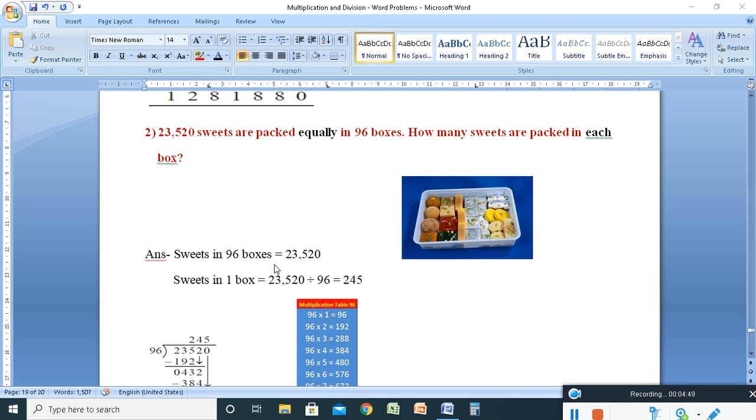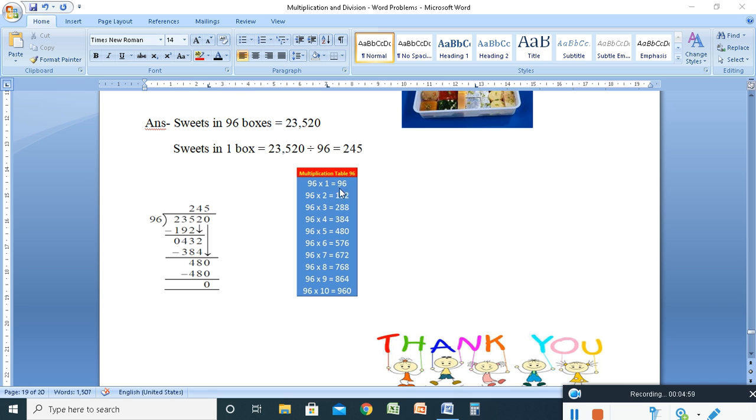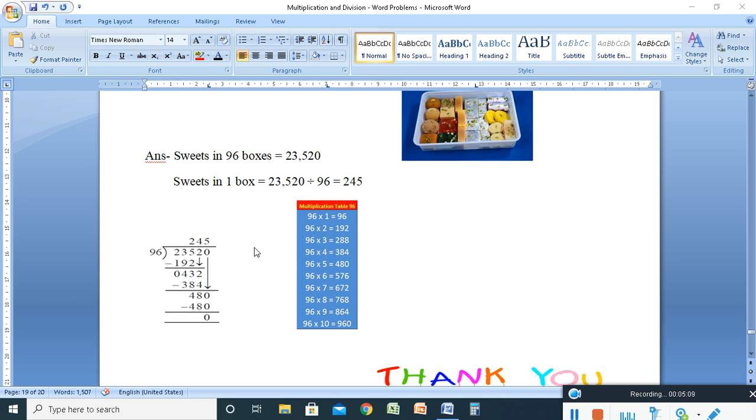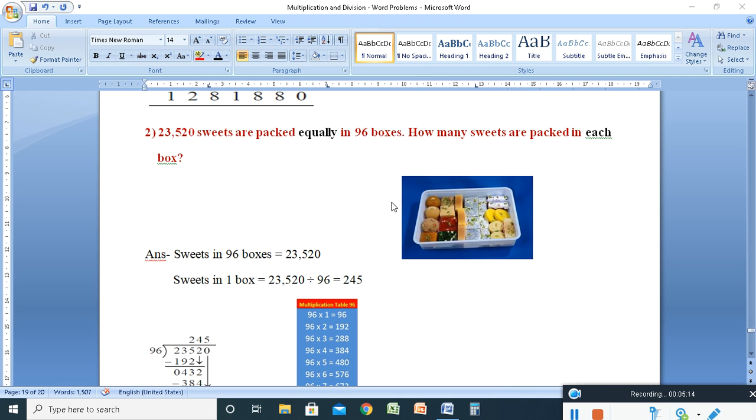If they give more and if they ask the value for one thing, you have to divide it. So divide the number, that is 23,520 divided by 96. Write the multiplication table of 96 at the rough column and do the division, and here I got 245 sweets.